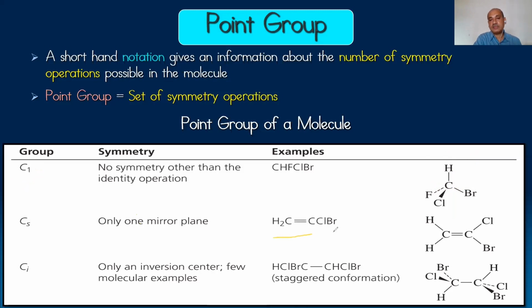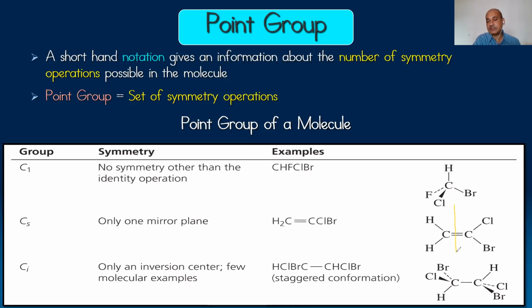Now look at the second molecule, CH2=CClBr. On this side, at the C's positions, there are two hydrogens. On the other side, there are chlorine and bromine. Now, if I draw an imaginary axis and rotate it around 180 degrees, should I get an equivalent structure? No, because after 180 degree rotation, the chlorine and bromine interchange their positions, and this structure is not an equivalent structure. Therefore, this rotation axis is absent.